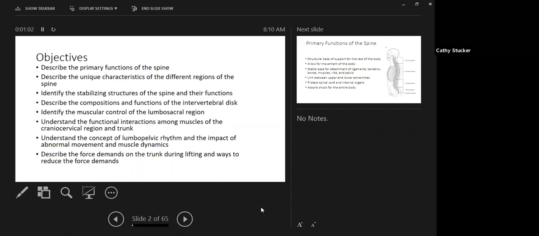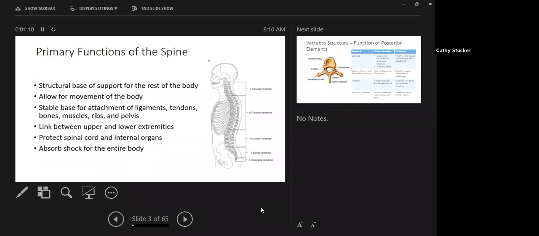We're going to be looking at the functional interactions. We're going to look at what happens when you fix one end and move another. So that's where we're going with this particular lecture.